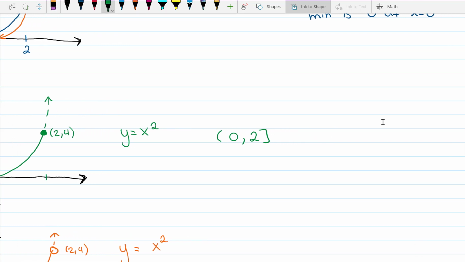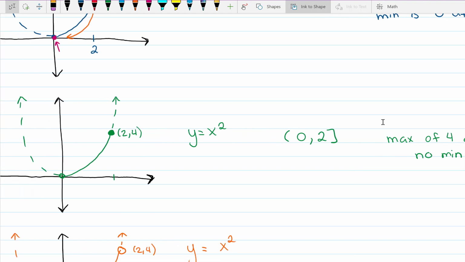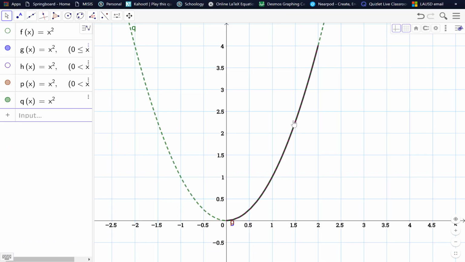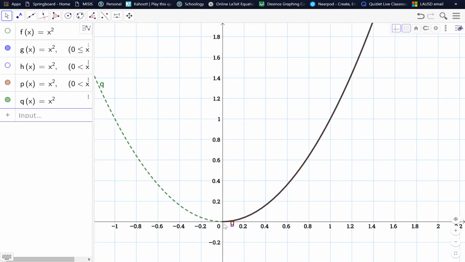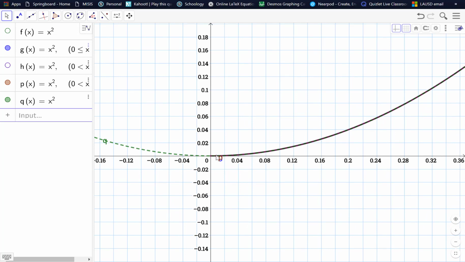Okay, so we have a max of 4 at x equals 2 again, but this time we have no minimum value. We don't have a minimum because right here I can zoom in over and over and never actually get to 0. Let me show you what I mean by that. So if I look here, I have a restricted domain, and you can see I go down. Now if I zoom in, I can get closer and closer to this value, but never actually get to 0. So 0, 0 is right there, which we're not actually going to get to, but let me plot a point so I can show you what I'm talking about.